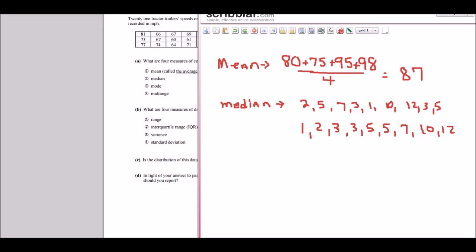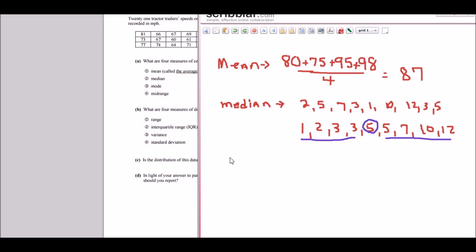So let's try to find that middle number. 1, 2, 3, 4. Alright, so that's 4 on that side. That's 4 on that side. So the middle number here is 5. So that's your median. Now, if there were 2 middle numbers, so say there were 10 numbers, you would take the 2 middle and average those out, and that would be your median.